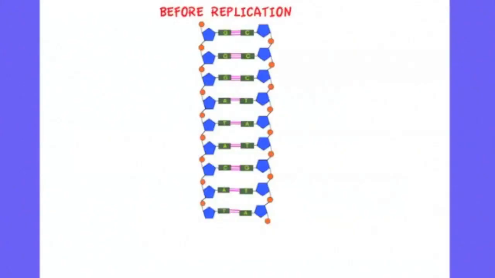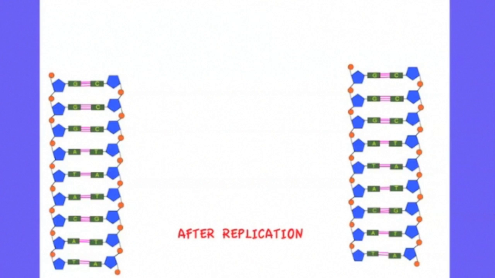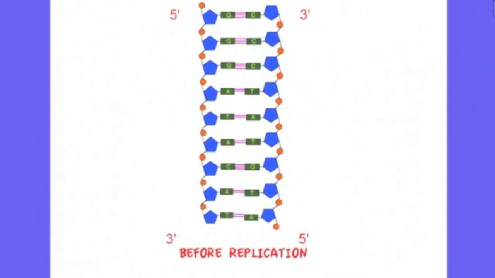DNA replication is the process by which one DNA molecule is duplicated to make two identical DNA molecules so that the next generation of cells can contain the same genetic information. To understand how DNA replication takes place, we first need to remind ourselves of the structure of DNA with regards to the prime ends, as shown here.